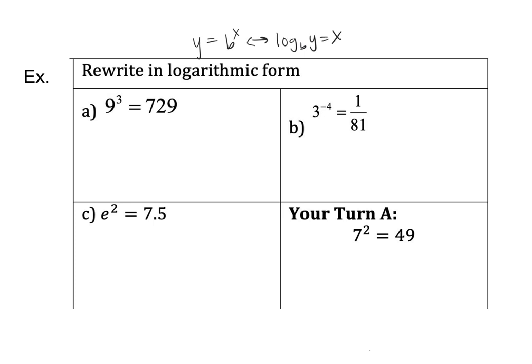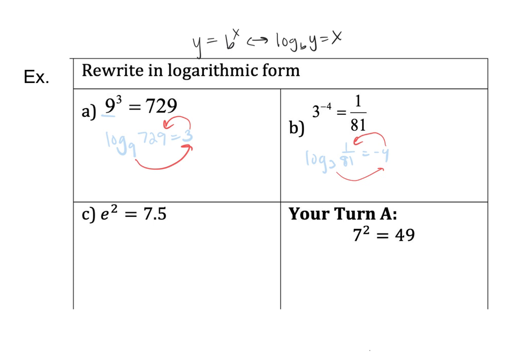Here's how I think about it. Log base 9 of the answer, 729, equals 3. When you look at the log version, you should be able to rewrite it: 9 to the third equals 729. That's how you double check. Let's see the next one. Log base 3 of 1 over 81 equals negative 4. To check, 3 to the negative 4th equals 1 over 81.